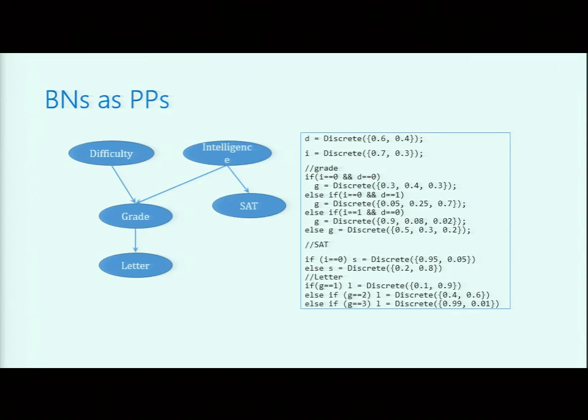Likewise the SAT score is dependent on the intelligence of the student, and therefore you have this if statement which encodes that conditioning. And whether the student gets a good letter or not depends on his grade in the course, and that's modeled by this if statement over here. So you can take any Bayesian network and write up a probabilistic program for it, right?